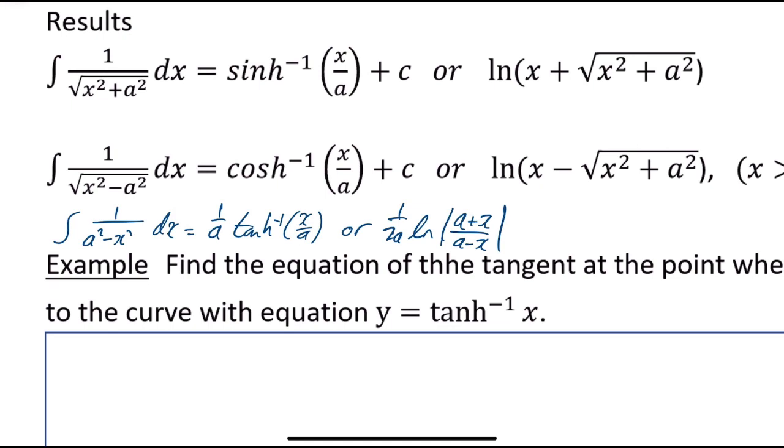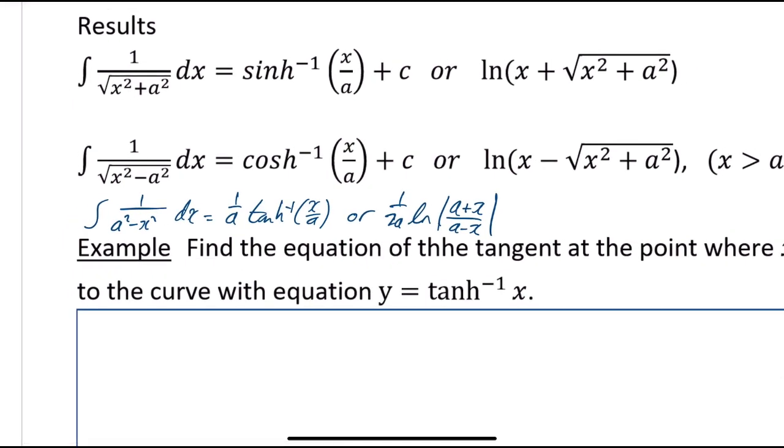And also you've got that as well, then an integral of 1 over the square root of x squared minus a squared is the inverse hyperbolic cos, or it's equal to ln of x plus the square root of x squared minus a squared. And also then 1 over a squared minus x squared dx is equal to 1 over a times inverse hyperbolic tan of x over a. And also you could write that one that way. So those results are given to you in your formula booklets.